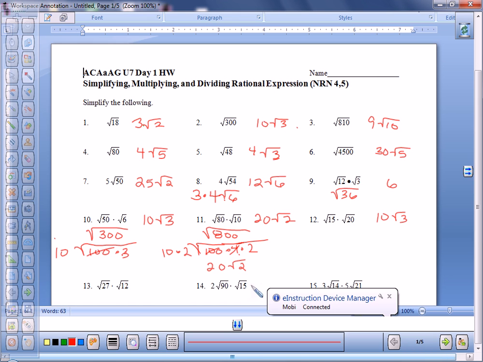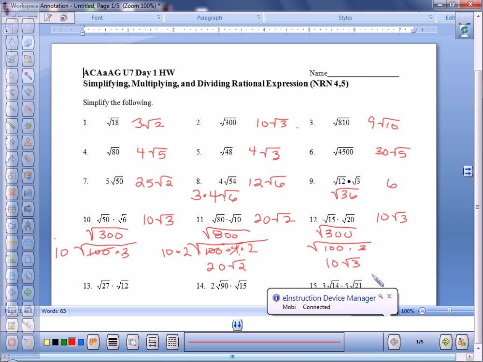Can you also explain number 12? Number 12. We can multiply this one also, and we get 300. And 300 is 100 times 3. And the square root of 100 is 10. I did a lot of hundreds, didn't I?